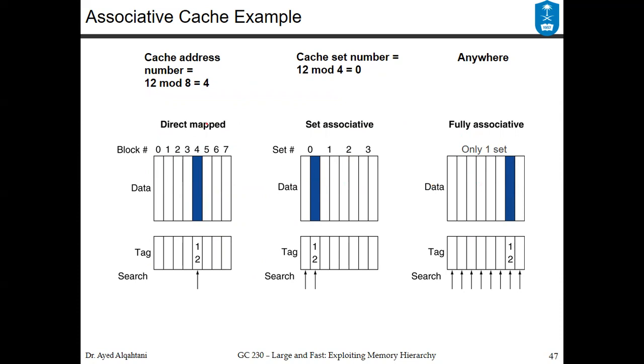So in a direct map, we know that we get the cache address number by knowing the block number. So if you are looking for block number 12 in this cache, we know that the blocks that we have only start from 0 to 7. So we get 12 mod 8, because the cache size is 8, which is equal to 4. So you know that it goes to the fourth position of the direct map. Starting from 0, you count 0, 1, 2, 3, and this is the location that you need to put your block on.